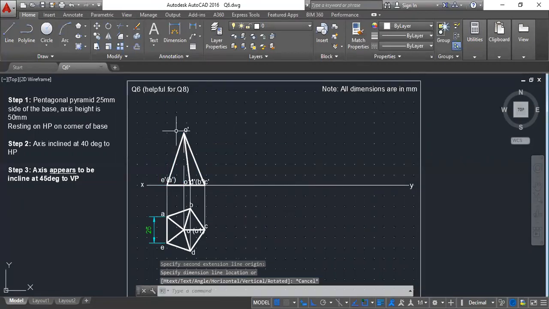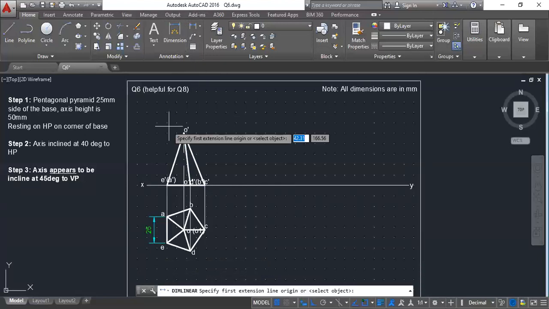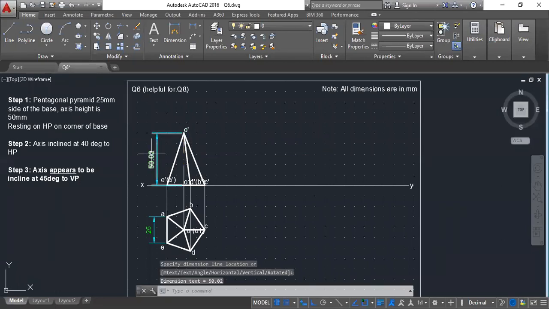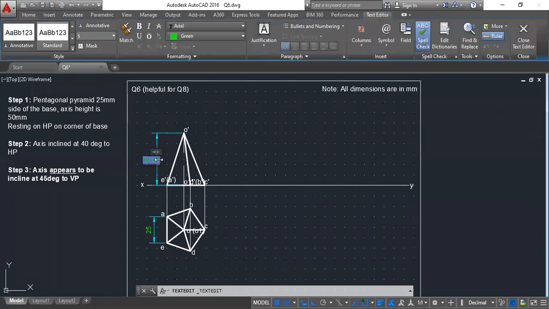Oh, what's wrong in this? Maybe it is taking some thickness or what. It was supposed to be 50 there. So this was supposed to be 50 millimeters, not 50.2. It was supposed to be 50 millimeters.